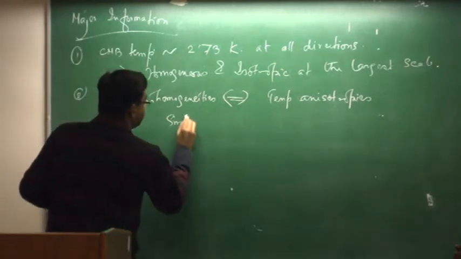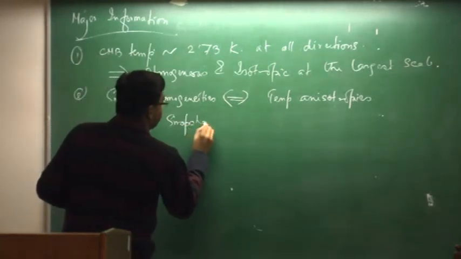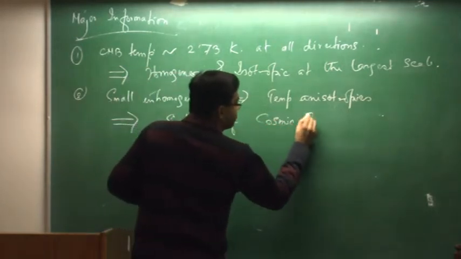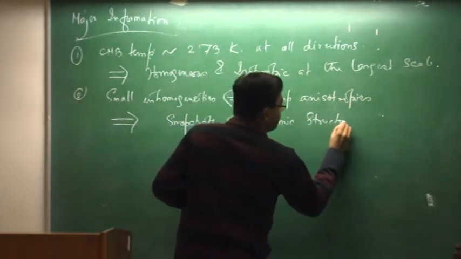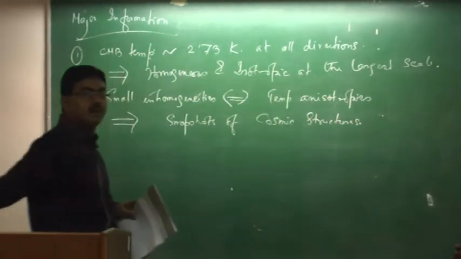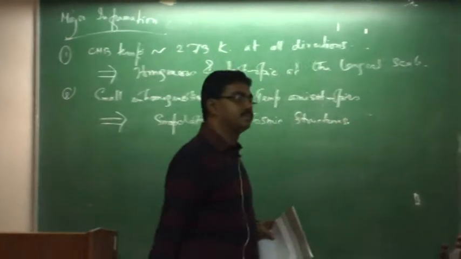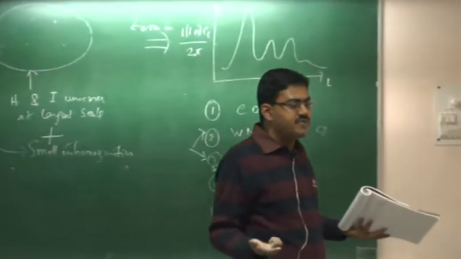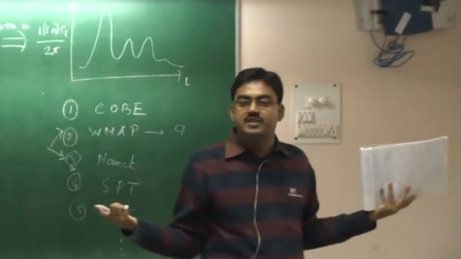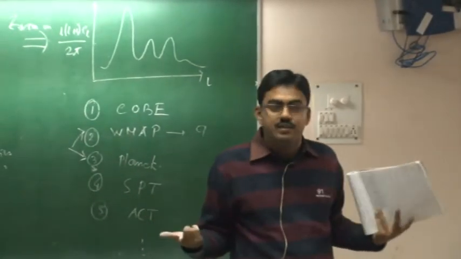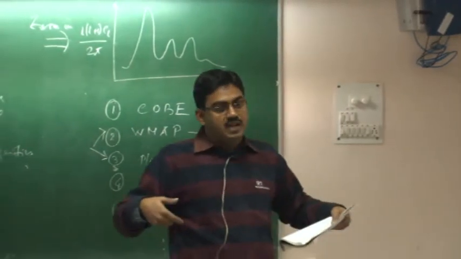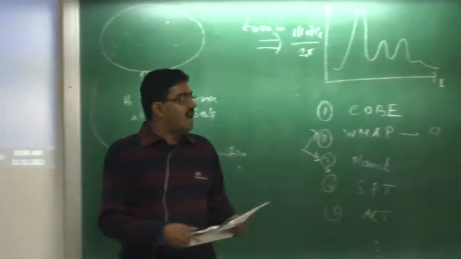snapshots of cosmic structures. If there were no cosmic structures, what could we have seen? You could have seen a perfectly homogeneous and isotropic universe everywhere. We should not be there. No one should be there. But since we are there, we see the snapshots of those things.